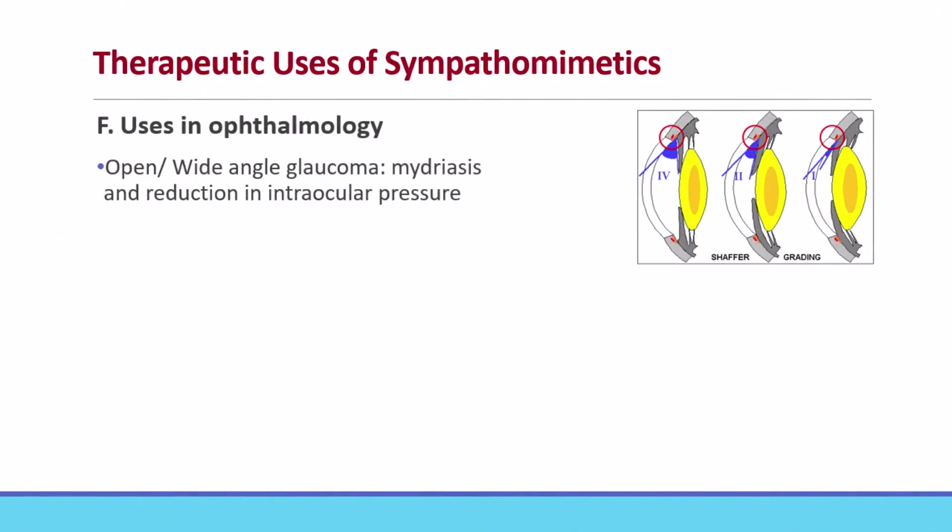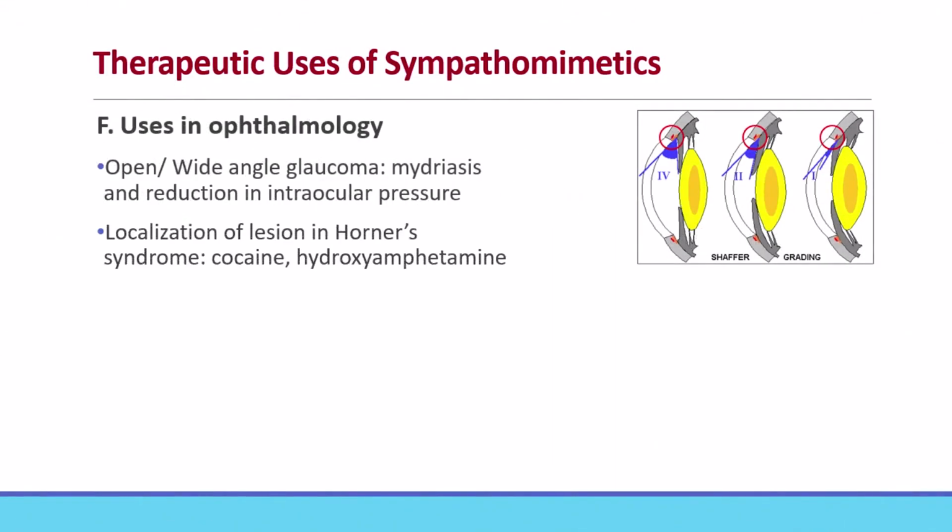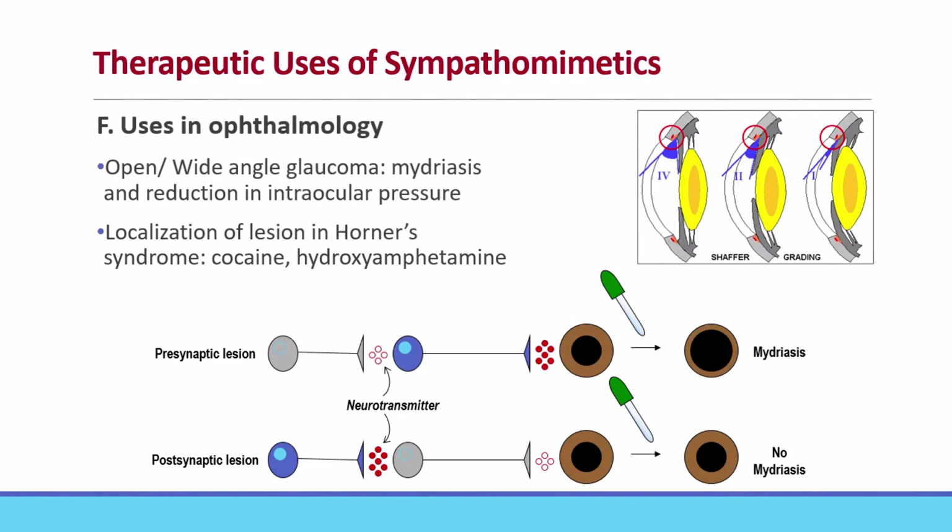In ophthalmology, sympathomimetics are used both diagnostically and therapeutically. Their ability to dilate the pupil and influence intraocular pressure allows for both examination and management of certain conditions. The diagnostic use in Horner's syndrome demonstrates how pharmacology can be used to localize lesions within a neural pathway, as mydriasis will happen only if Horner's syndrome is caused by a presynaptic lesion.